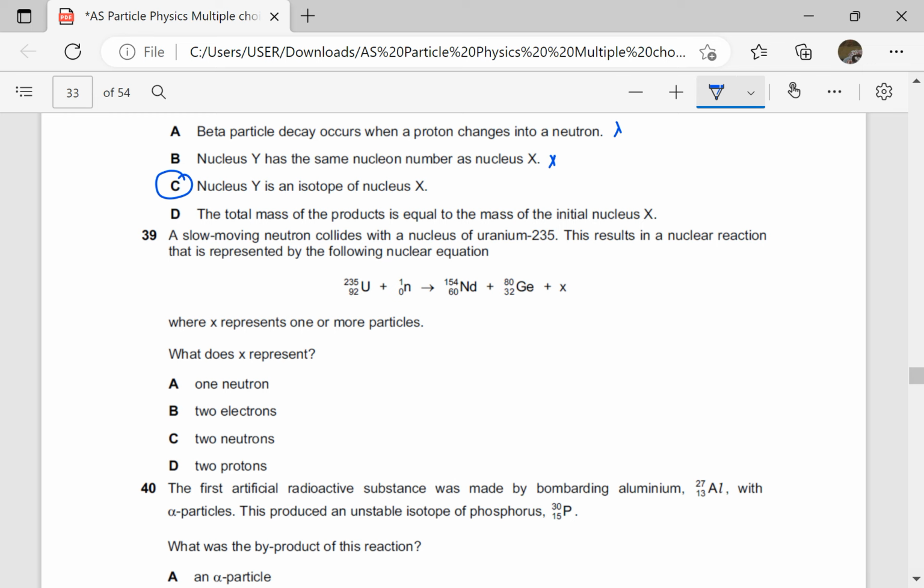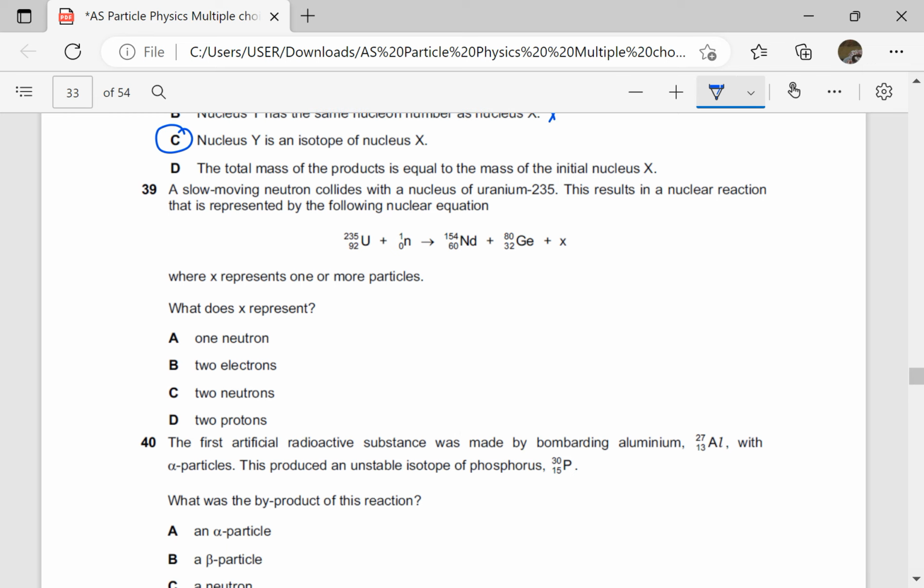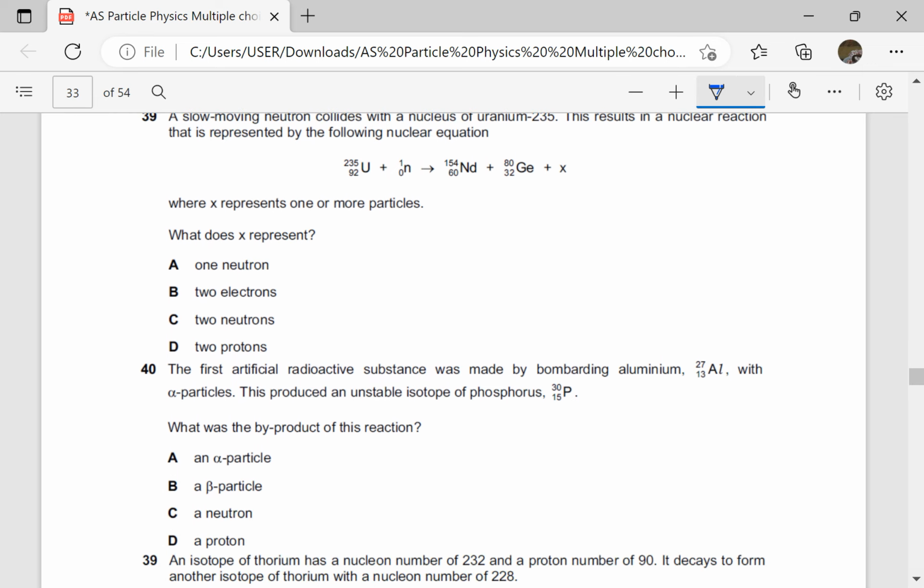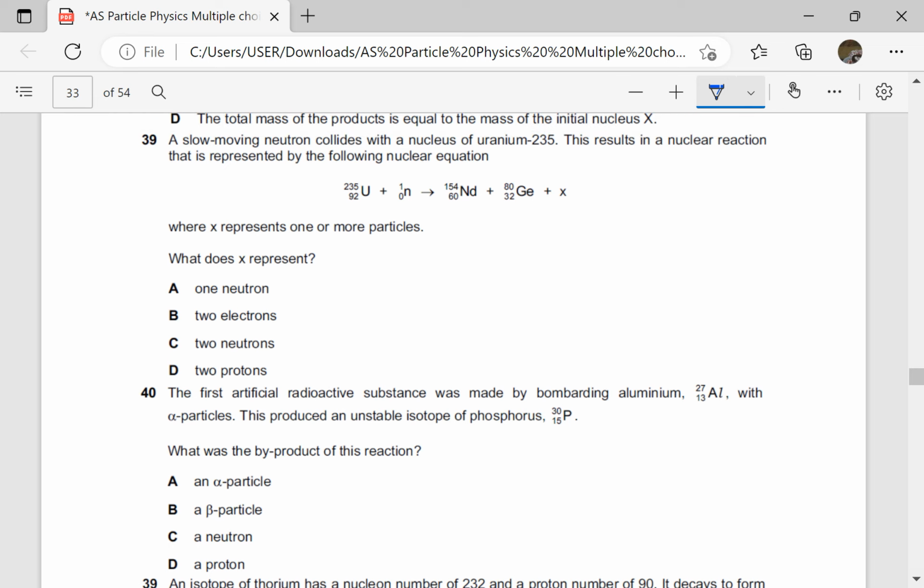A slow-moving neutron collides with the nucleus of uranium-235. This results in a nuclear reaction that is represented by the following nuclear equation. What does X represent? So here we just balance the equation. On the left, proton number is 92, on the right is 60 plus 32. Proton number is conserved. So X should not have any proton number. It should be related to a neutron.